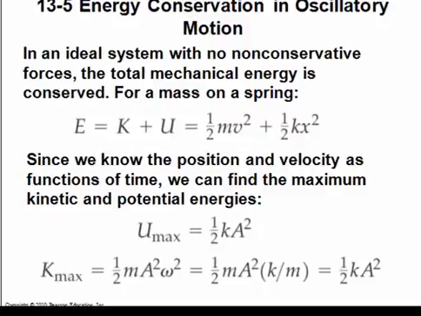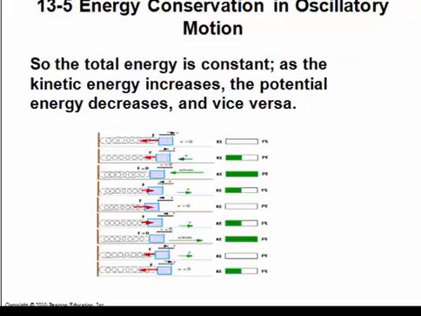The total mechanical energy is also conserved in a simple harmonic oscillator. That means that at any point of the oscillator's motion, the sum of its kinetic energy and potential energy is always the same because there is no friction in the system. So the total energy is constant. As the kinetic energy increases, the potential energy decreases, and vice versa.